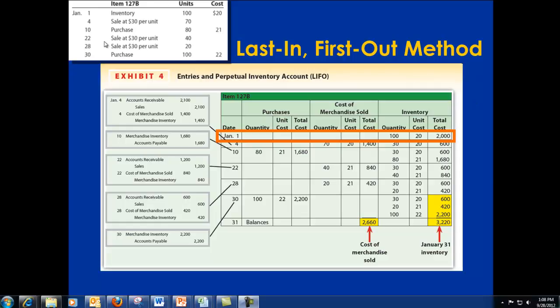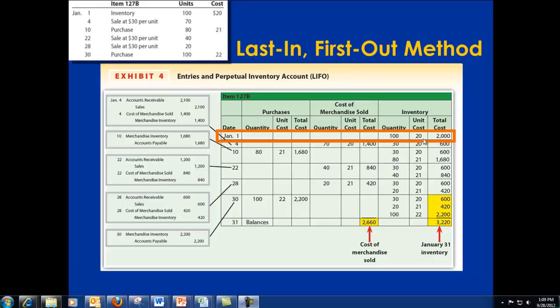Okay, so all the information up here is exactly the same. Same unit amounts, same dates of sale, and same cost, right? So the costs were increasing. We're going to start out with 100 units at $20 per unit. We're starting out with $2,000 of inventory. We're going to have these two purchases, one on the 10th, one on the 30th.